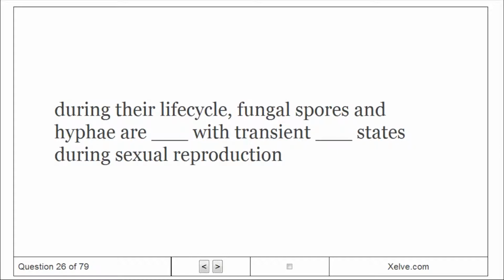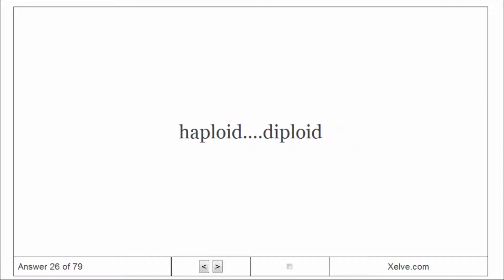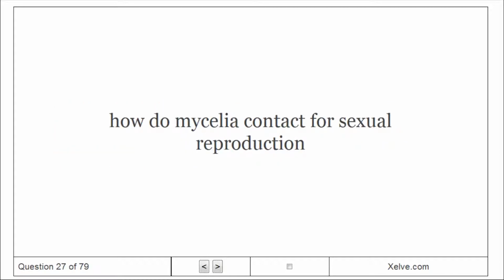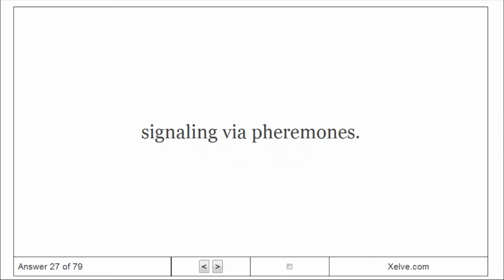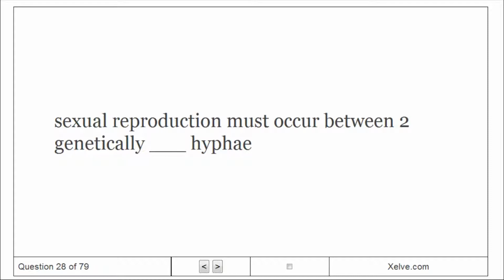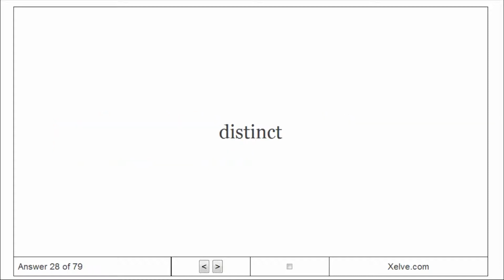During their life cycle, fungal spores and hyphae are transient with haploid and diploid states during sexual reproduction. How do mycelia contact for sexual reproduction? Signaling via pheromones. Sexual reproduction must occur between two genetically distinct hyphae.